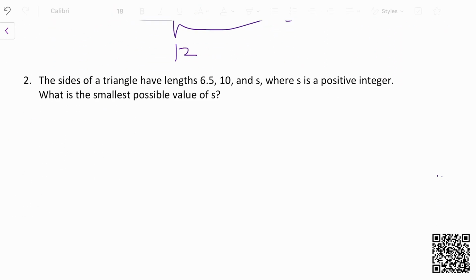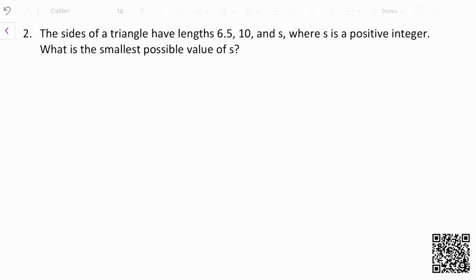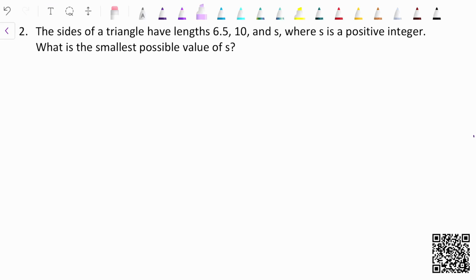Moving on to problem number 2. The sides of a triangle have length 6.5, 10, and s, where s is a positive integer. What is the smallest possible value of s?